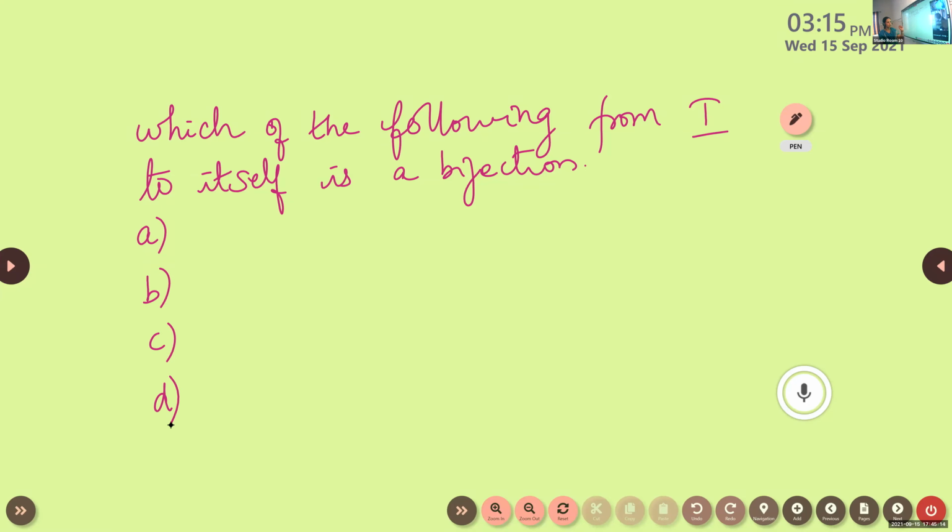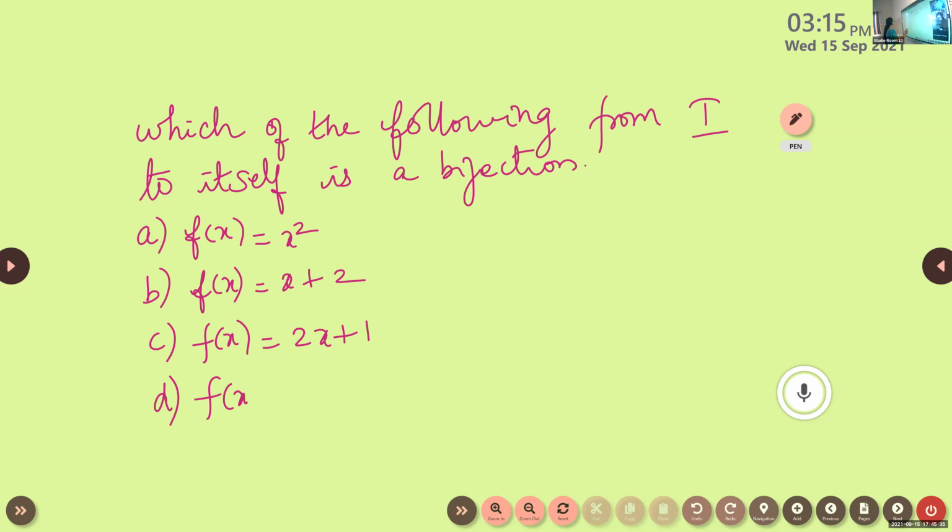Okay, one minute only I will give. You have to follow this one and be ready with the answer. F of x is equal to x square. F of x is equal to x plus 2. F of x is equal to 2x plus 1. F of x is equal to x square plus x.